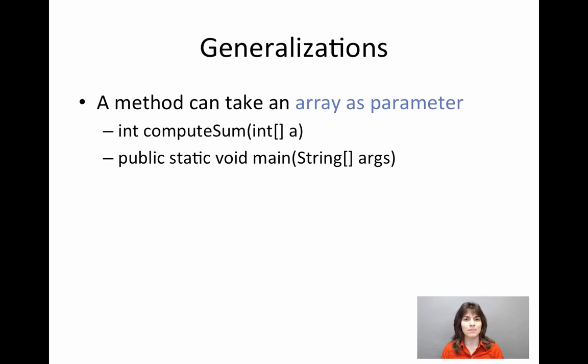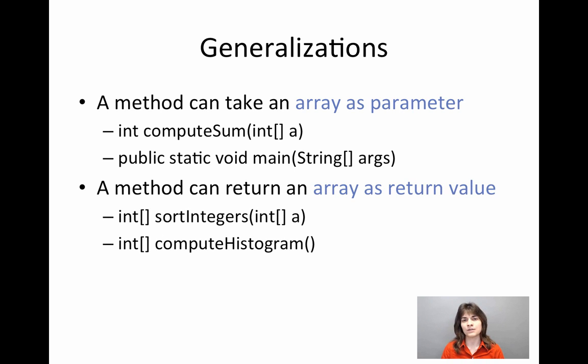The compute sum method, we want to compute, for instance, the sum of all the elements of an integer array. That's a great example of why we might need to use an array as a parameter. But much more familiar to you must be the array that we pass to the main method. You've written so many main methods up to this point. And the string array, which actually carries the arguments that we want to provide to our program so that it runs correctly.